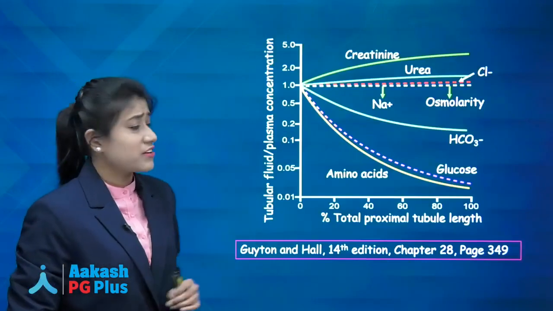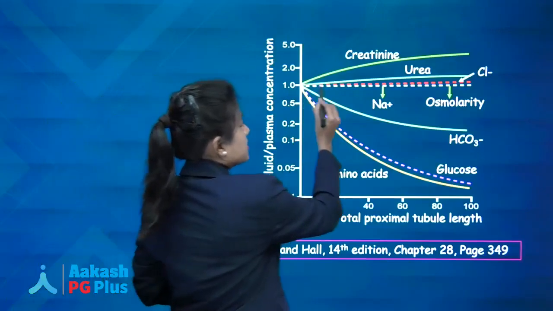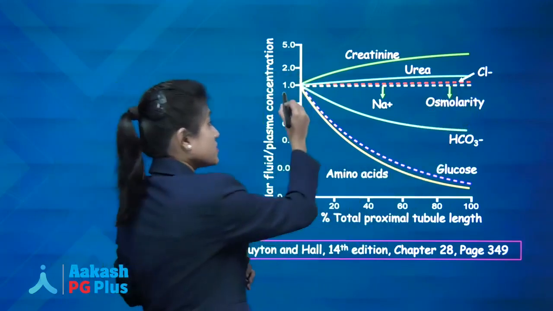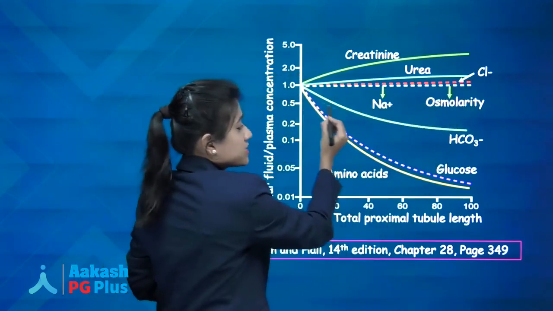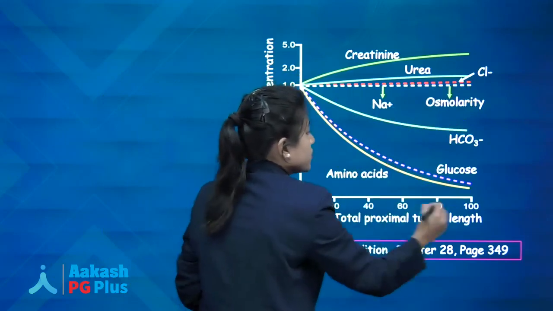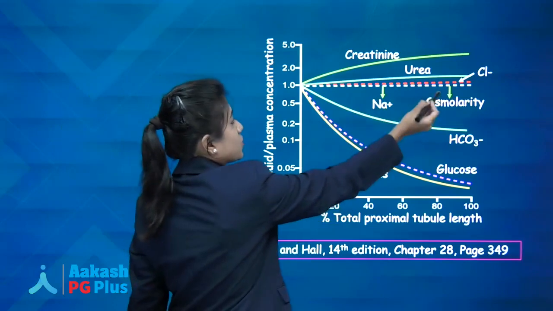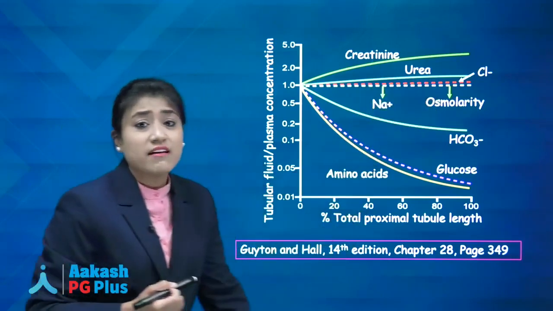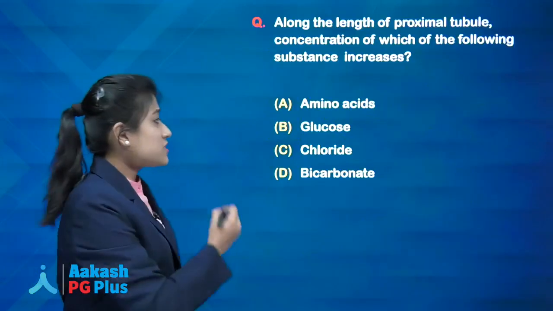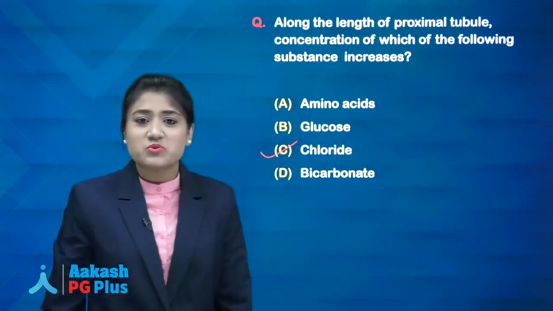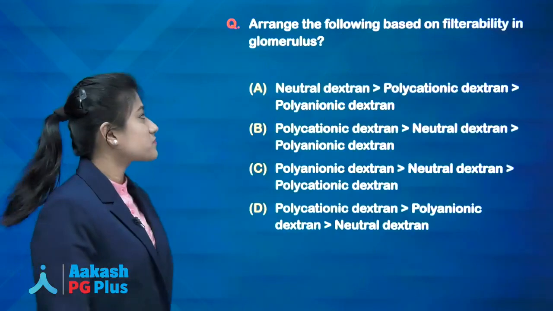Okay, that's why in this diagram you can see that this is showing your sodium and osmolarity, I told you it remains constant. Okay, and here you can see the bicarbonate, glucose and amino acid level in the PCT is decreasing, while you can see the chloride, urea and creatinine level is increasing. Got it? That's why the answer to this question is chloride, whose concentration is increasing.